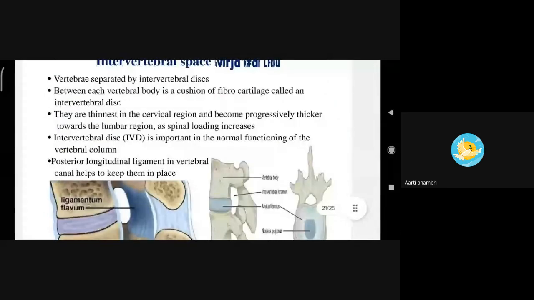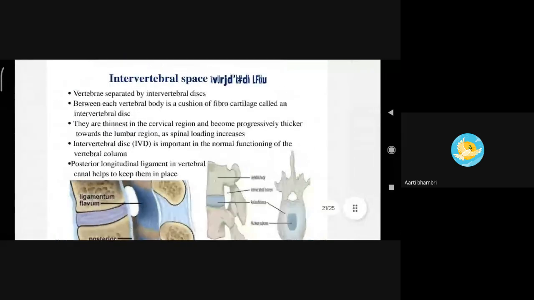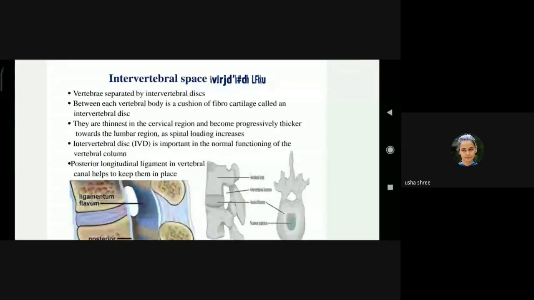So now we will learn about intervertebral space. Intervertebral space means the space between two vertebrae. Just tell me, our vertebral column is made up of how many vertebrae? 26. So how many intervertebral spaces can be found in between these vertebrae? 25 probably.